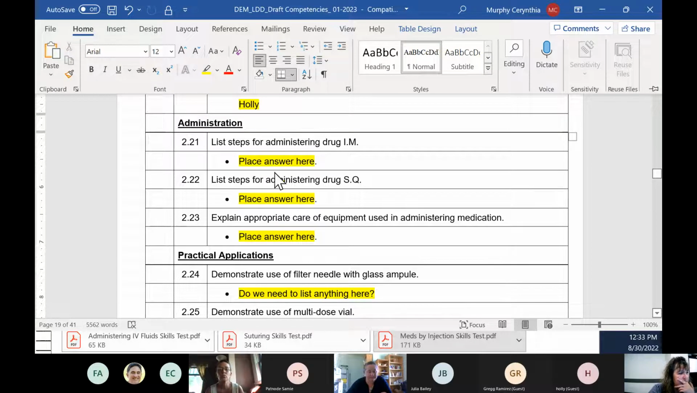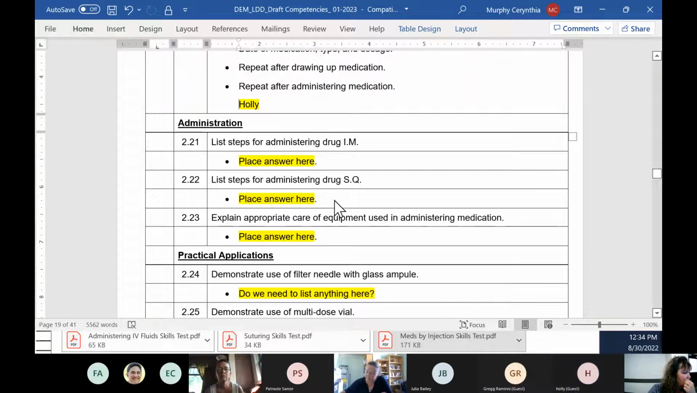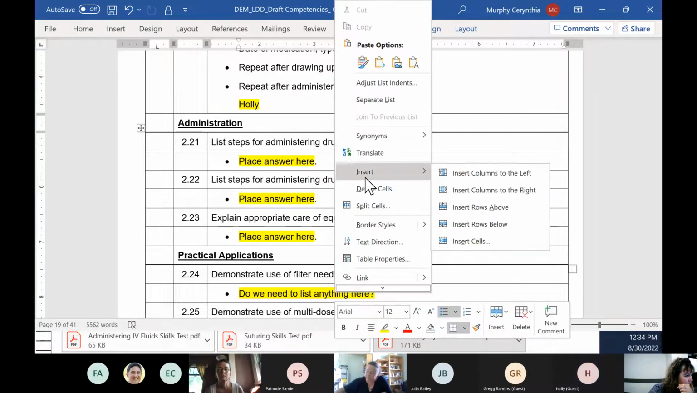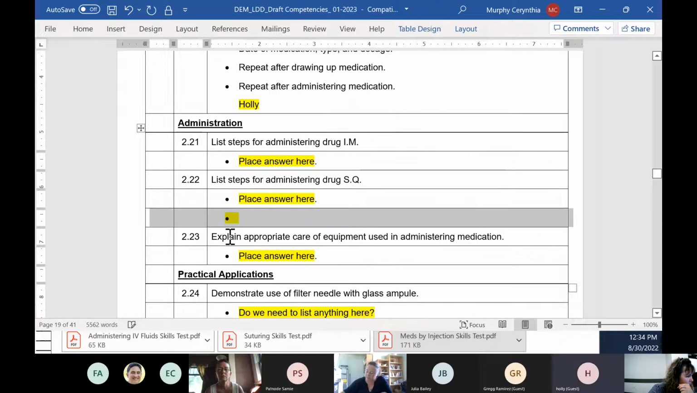Okay. 2.21. So these are the ones that are going to be covered on our exams, our skills exams. So for IM, for subcute, and we also have intradermal, for our sterile saline. I mean, our sterile water, sorry, brain part.